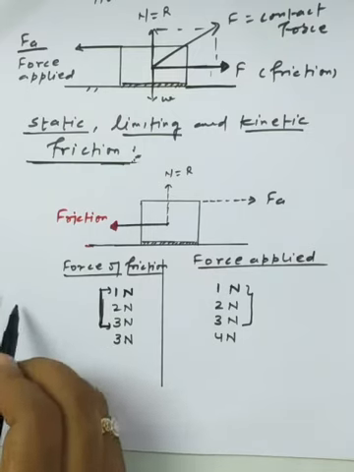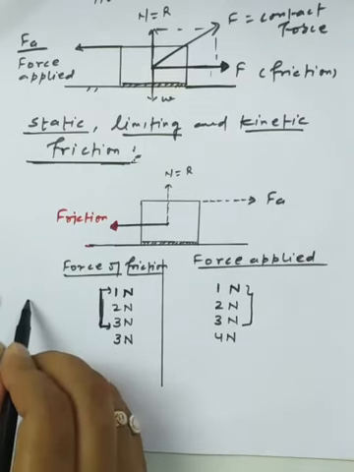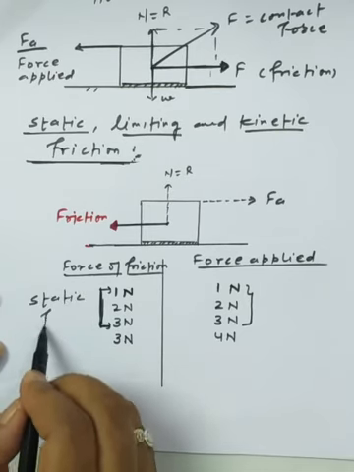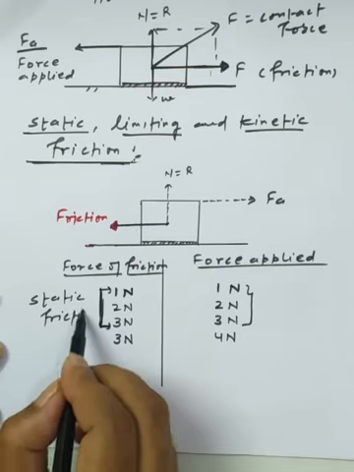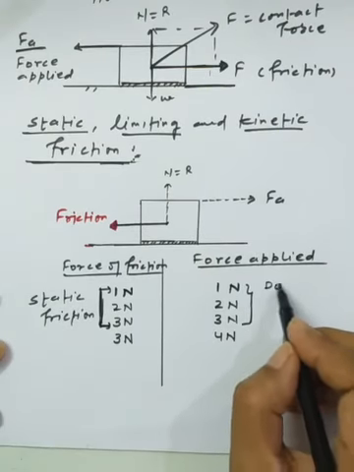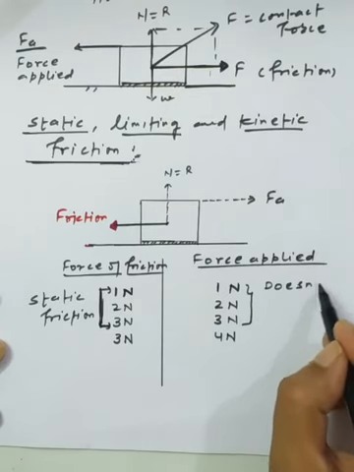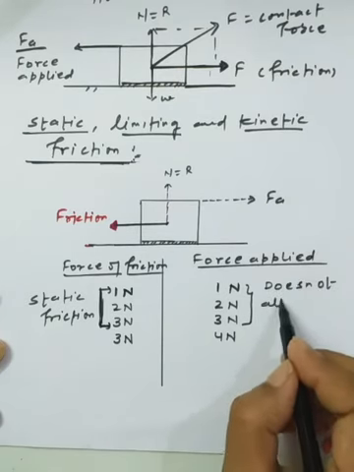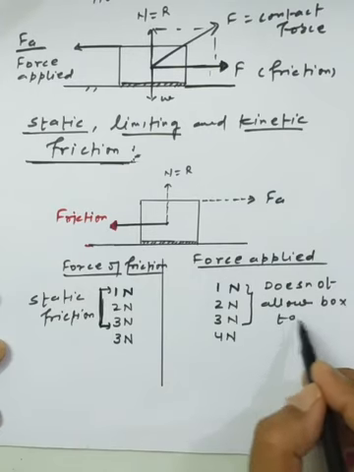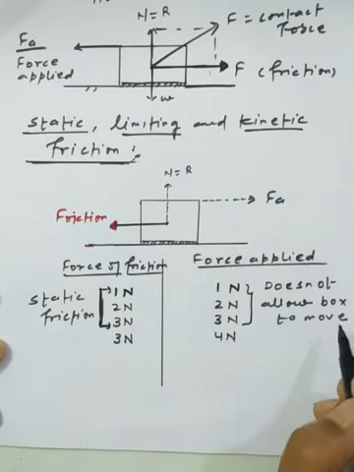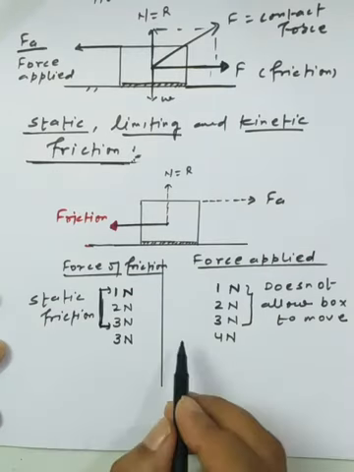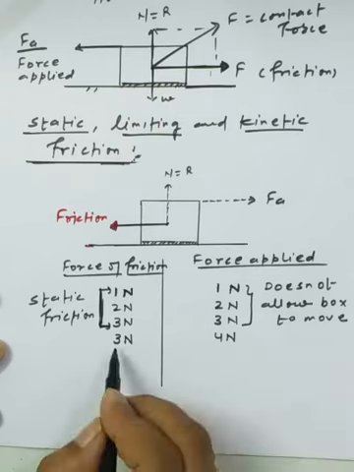So up to 1 to 3 Newton we have the force of friction that is called the static friction. And what is the tendency of the static friction? It does not allow the box to move.